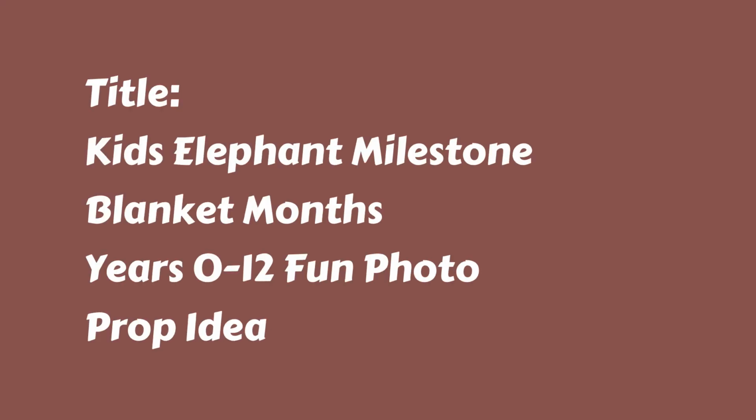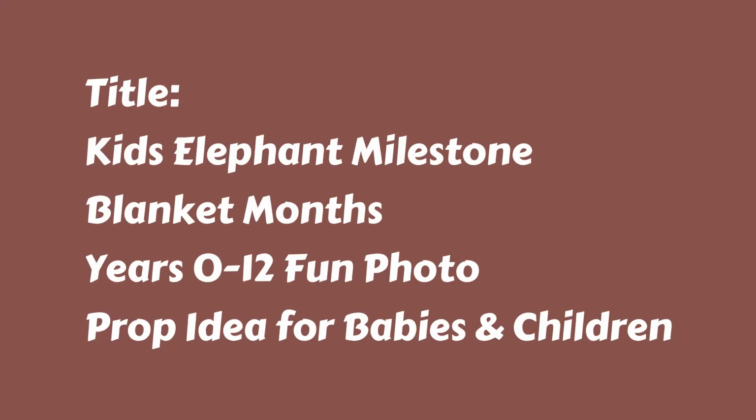After you've gathered all of those keywords and you have them all written down, it is time to use them in your listing. For the product title, don't drop all the keywords in there and that is it. Try writing a natural title that accurately describes your product. For example, Kids Elephant Milestone Blanket, months, years, 0 to 12, fun photo prop idea for babies and children. This can be a really good title for that type of product.